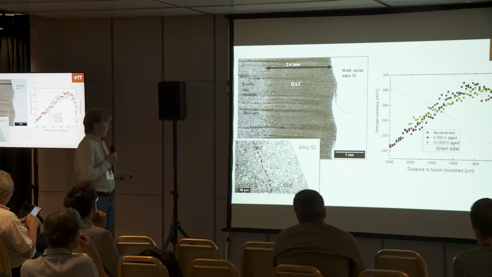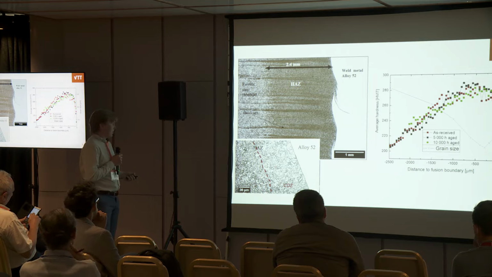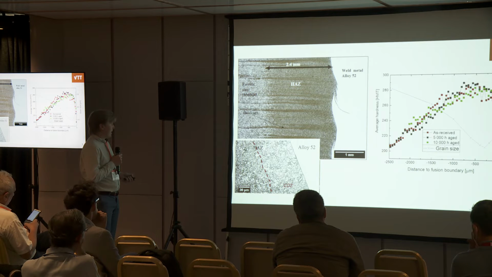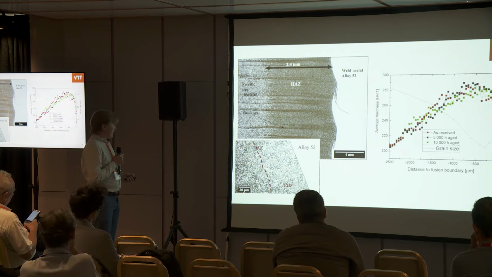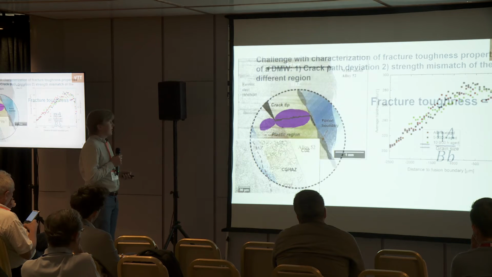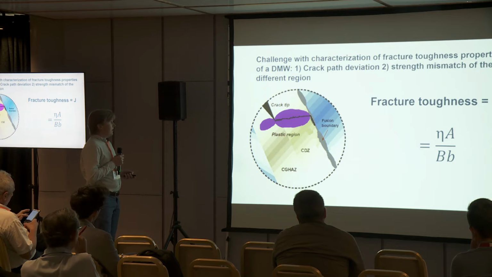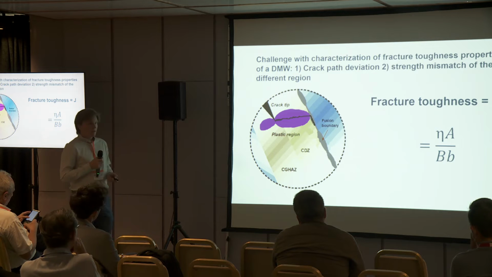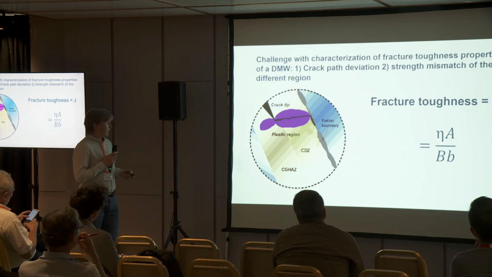And then when you look even closer, there's a carbon depleted zone close to the fusion boundary. It doesn't show the scale, but that's roughly 100 micrometers wide. So we tried to place our cracks in this region, but they ended up also being further away, in the small scatter there.